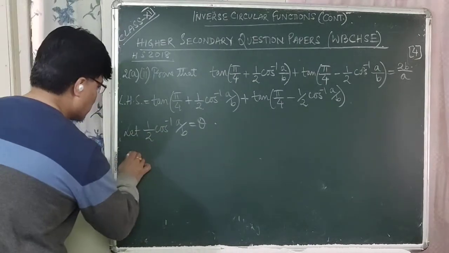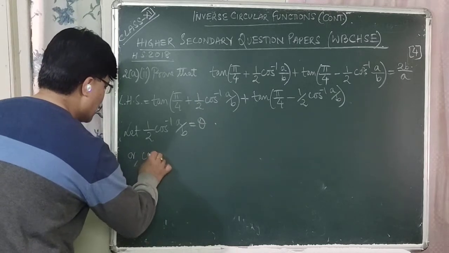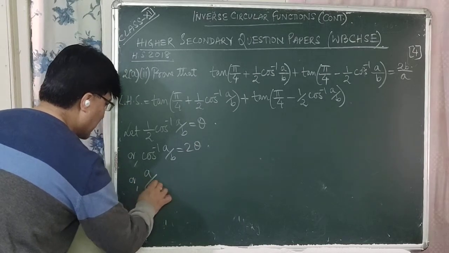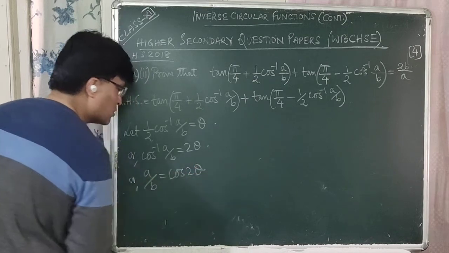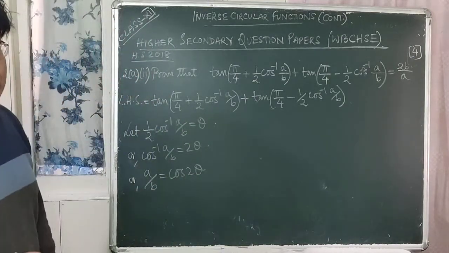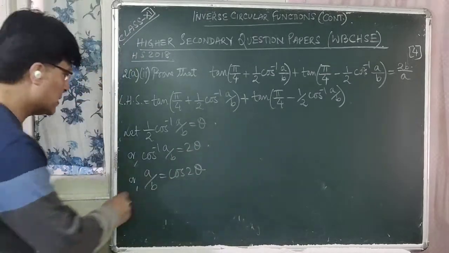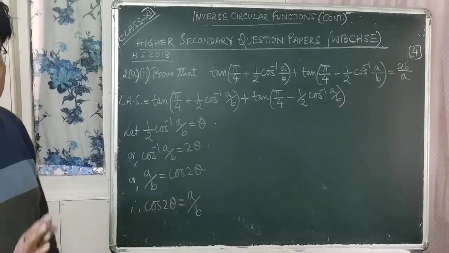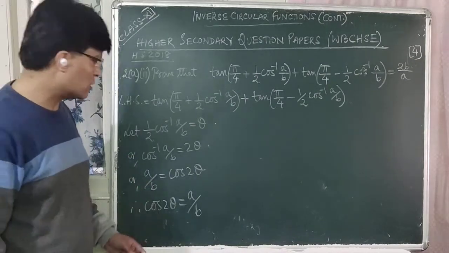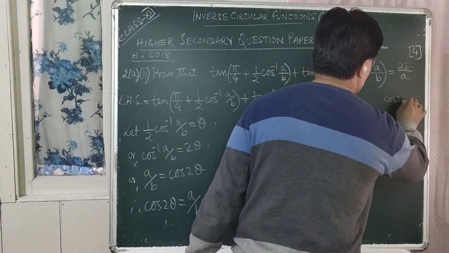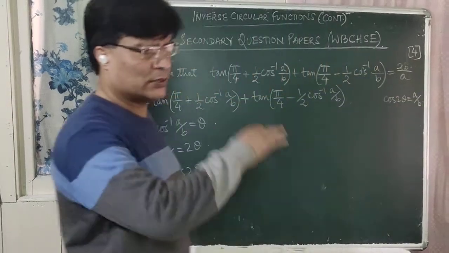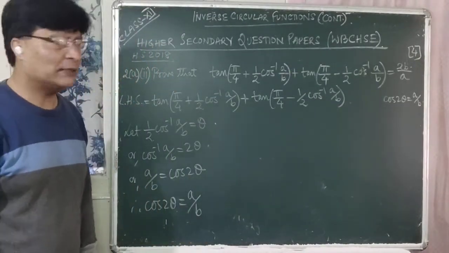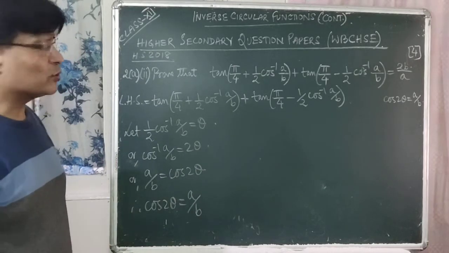Now cross multiply by 2 here. Let us simplify it. So cos inverse A by B is equal to 2 theta, or A by B is equal to cos 2 theta. Now cos inverse goes to the right hand side and becomes cos. So cos 2 theta is equal to A upon B. We have got this value, and let us write it here, because after some steps we may write cos 2 theta is equal to A by B. That's why I have written it on the rough. So you have to use that cos 2 theta is equal to A by B.